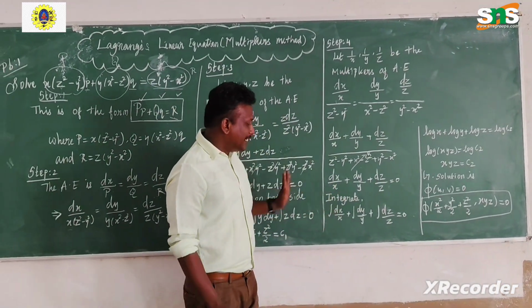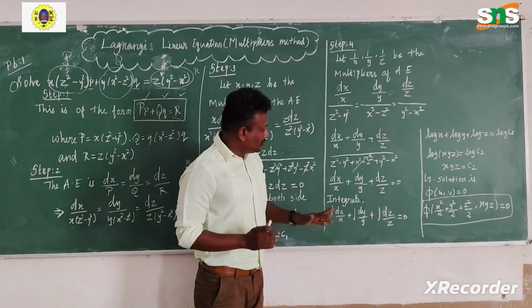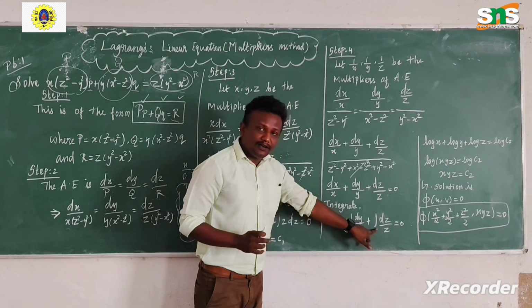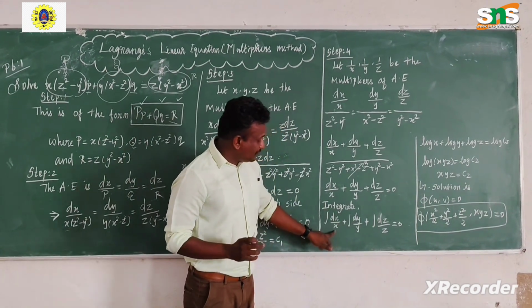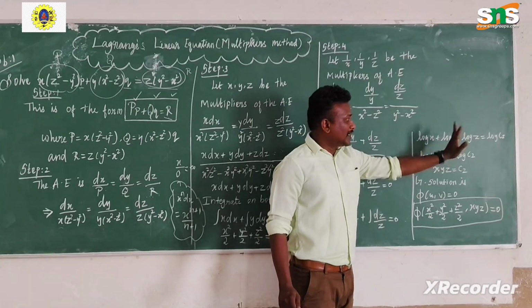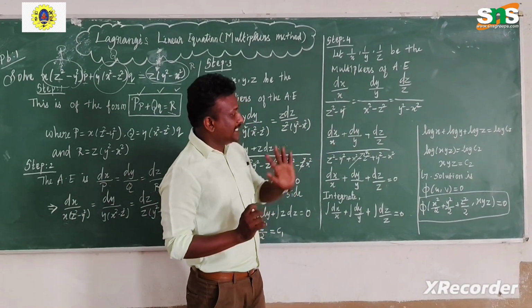Okay, so here the same thing. We have to integrate, right? So to integrate, use the integration formula. First use the integration symbol, okay? Then dx by x, if you integrate, what is the answer? It is log x. Similarly, log y plus log z. On the right hand side, you will get your constant also in terms of log. So it is log C2.